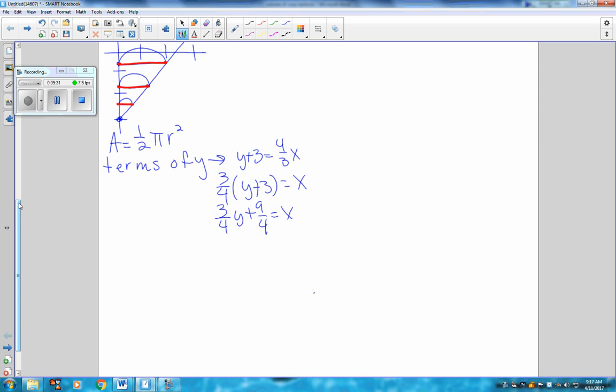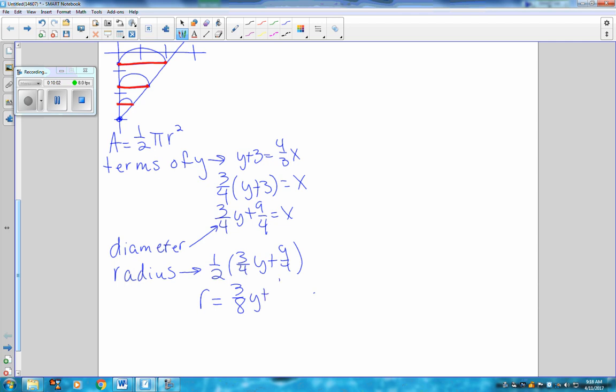Well, you always have to have the radius, so yeah. All right, so the diameter is that. So your radius would be half of this. So that's going to be 3/8 y plus 9/8. Okay, you set it up and finish it.